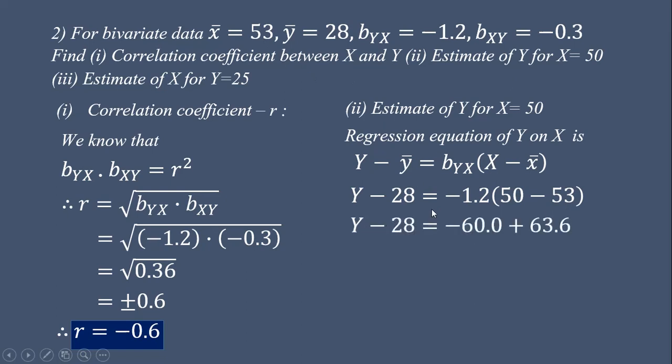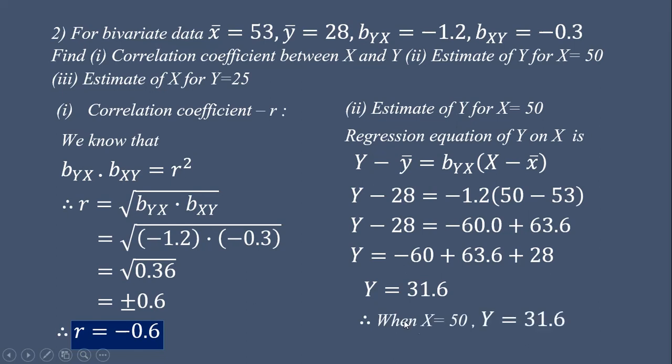Y minus 28, multiplying inside we get minus 60, minus 1.2 into minus 53 is plus 63.6. Transferring this minus 28 to this side, we get y is equal to minus 60 plus 63.6 plus 28. This addition gives y is equal to 31.6. So when the value of x is given, we estimate y. So we get, when x is equal to 50, y is equal to 31.6. We get this answer, y is equal to 31.6.